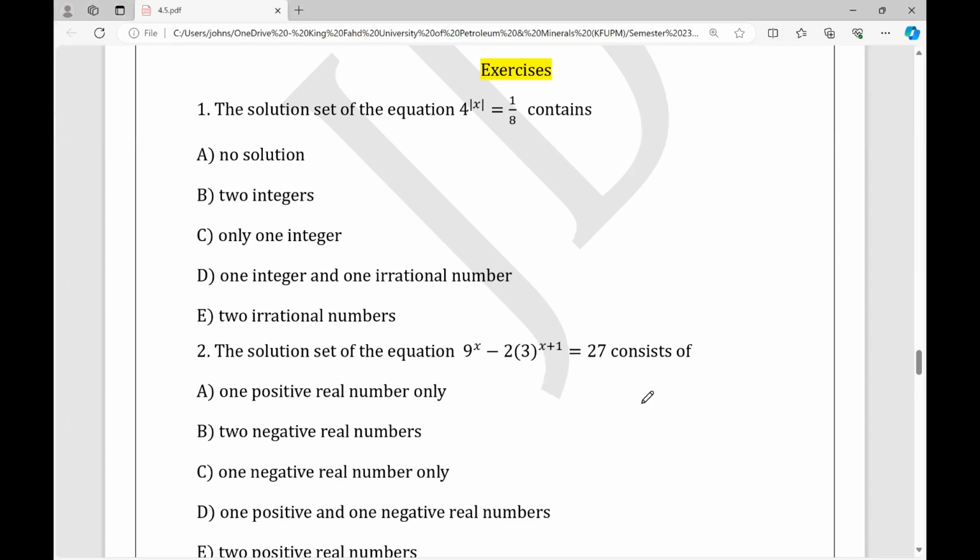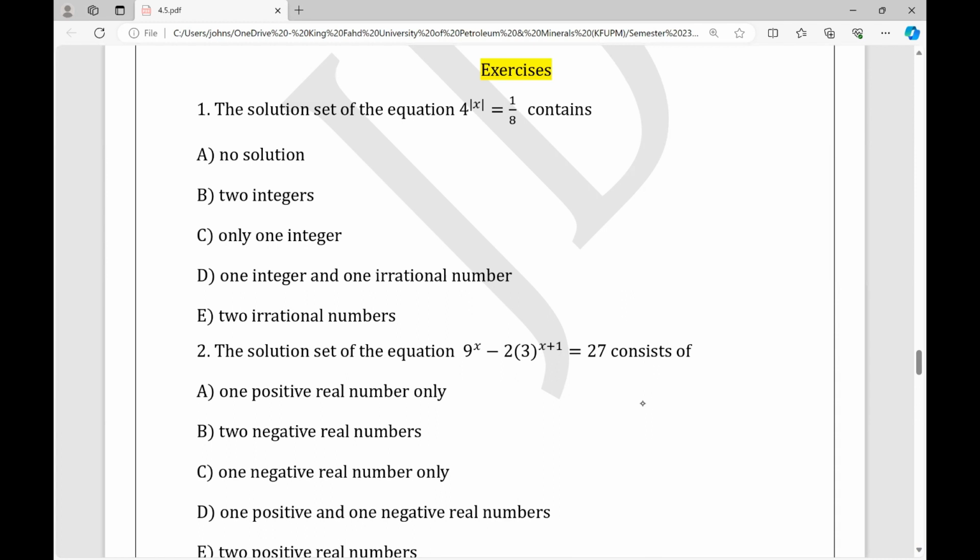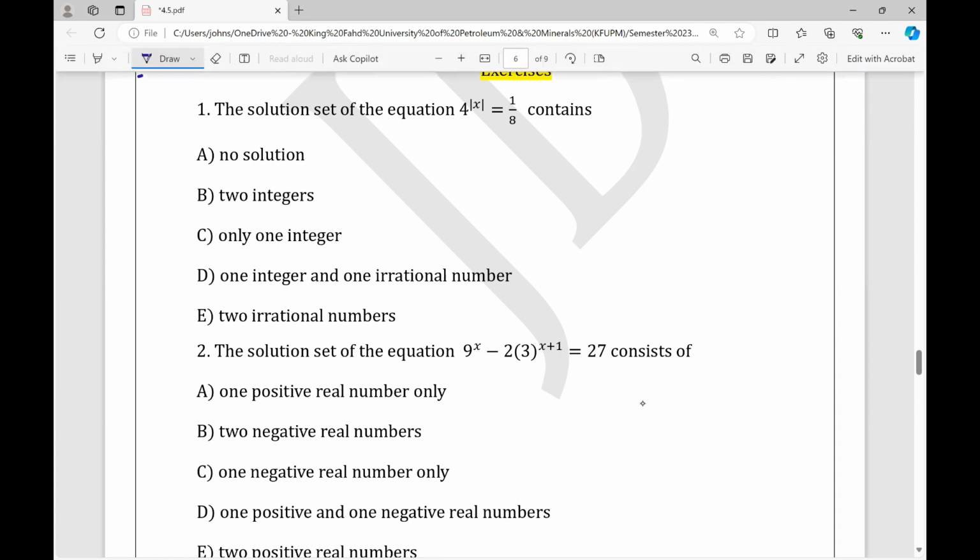Hello, viewers. This is the third part, or let's say the last video in the series on 4.5. Here we're talking about exponential and logarithmic equations. We have some problems to solve, some exercises. Here we find the solution set of this equation.